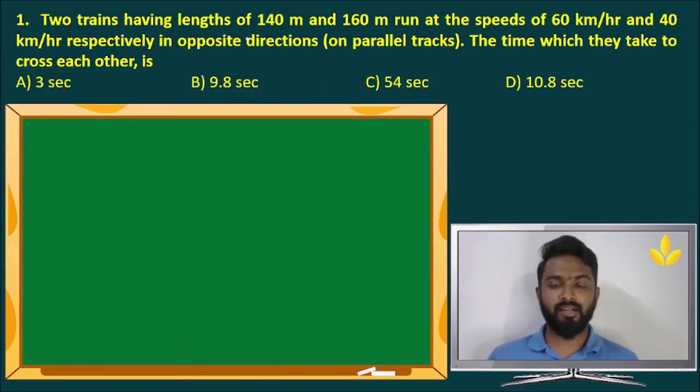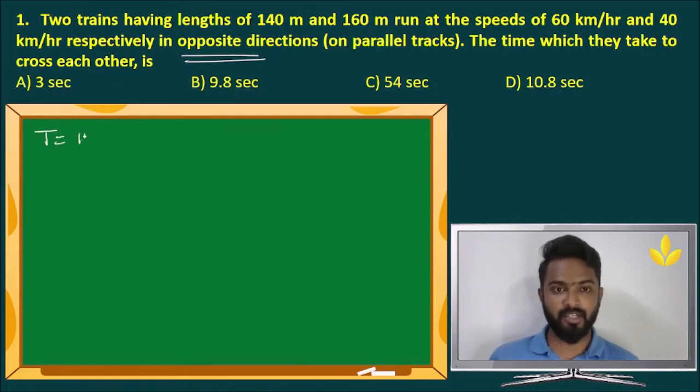Two trains having lengths of 140 meters and 160 meters run at speeds of 60 and 40 kilometers per hour respectively in the opposite directions. The time which they take to cross each other is what? Okay. So time equals distance by speed. Distance is obviously the sum of the lengths of the trains, 140 plus 160, divided by, what is the relative speed? Obviously they are moving in the opposite directions, so we add the speeds. We have 60 plus 40.